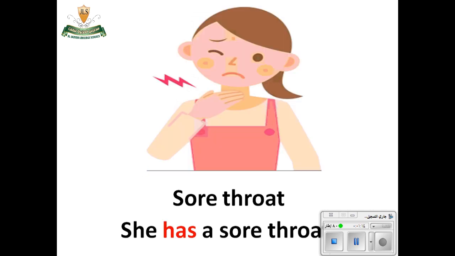Number three, sore throat. Sore throat. It means a pain in your throat. She has a sore throat.